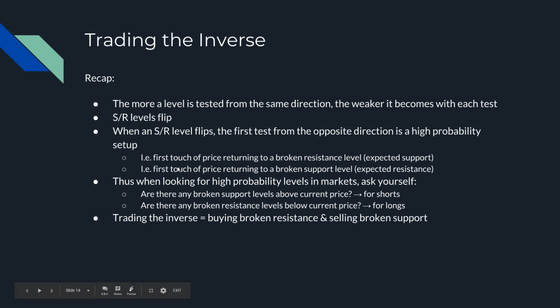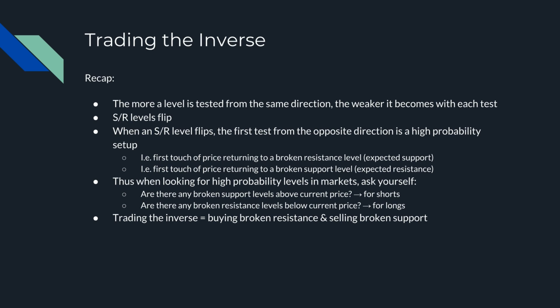And what that means is the first touch of price returning to a broken resistance and the first touch of price returning to a broken support. So, putting all that together, how do we frame the market? Well, the easiest question to ask is, if you're looking for shorts, are there any broken support levels that are above market, or above the current price? And if you're looking for longs, are there any broken resistance levels below market, or below the current price? It's really that simple.